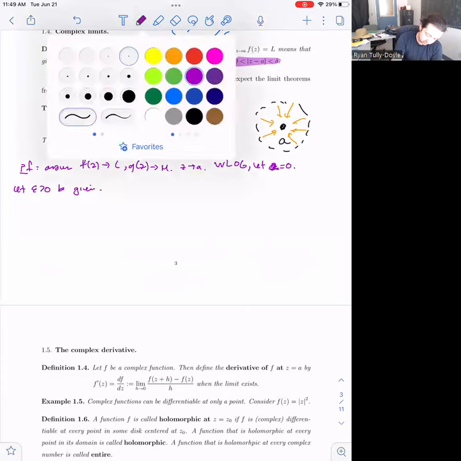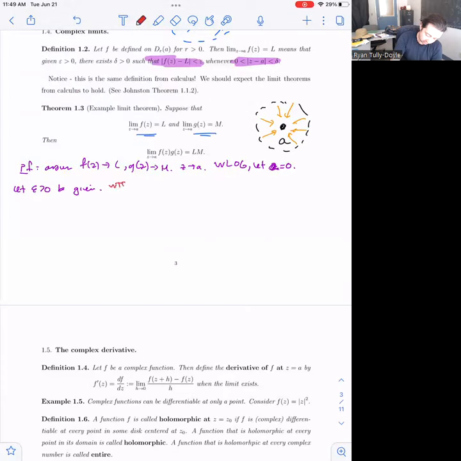And remember what we want to show here. What we want to show is that there exists a delta greater than 0 so that the modulus of f g minus L M is less than epsilon whenever the modulus of the input value z is less than delta. If I could show that, I will have proved that this limit exists. So I'm going to carefully construct this delta, and then I'm going to show that it works.